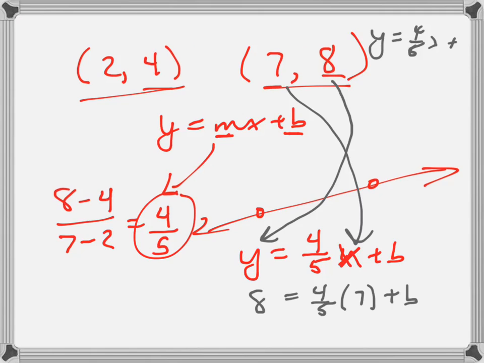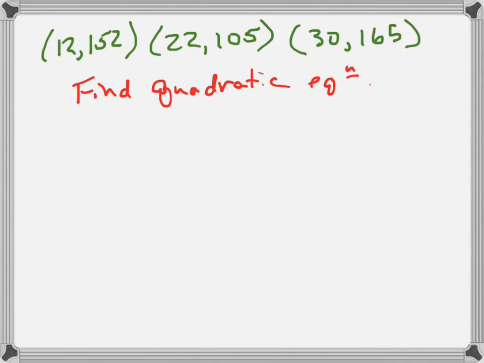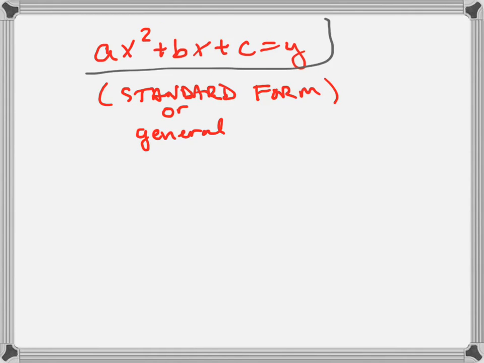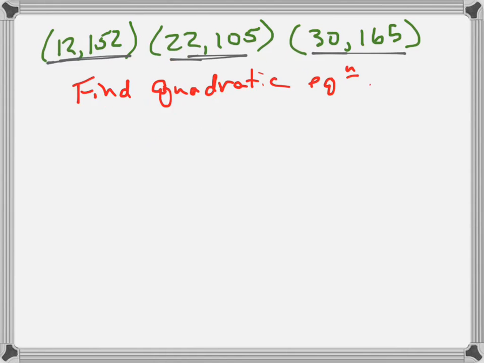Remember doing that? Well, we're doing that same thing, but now with 3 points, because 3 points can determine a unique quadratic equation. We're going to use the general form, and notice that we have x and y for 3 different points. So we're going to plug them in for x and y, and we're going to have 3 equations with 3 unknowns, and then we're going to solve. So here's what we do.